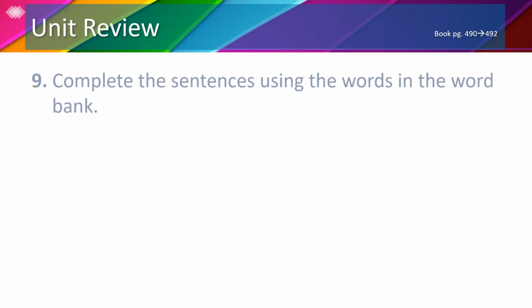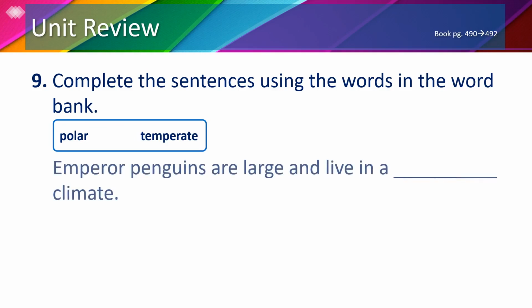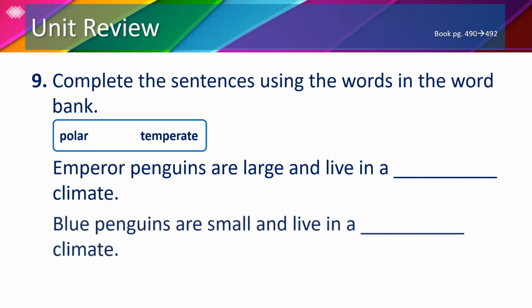In number 9, we're going to complete the sentences using the words in the word bank. Emperor penguins are large and live in a blank climate. Blue penguins are small and live in a blank climate. Emperor penguins live in Antarctica where it is very cold, so the zone is polar. And blue penguins live on the coast of Australia, which is in the temperate zone.